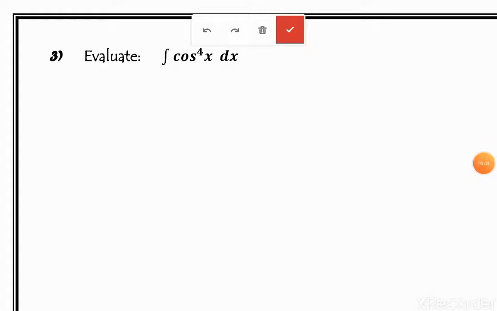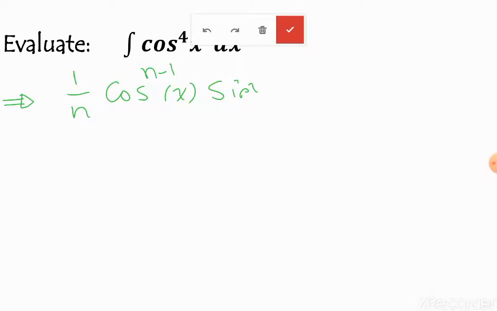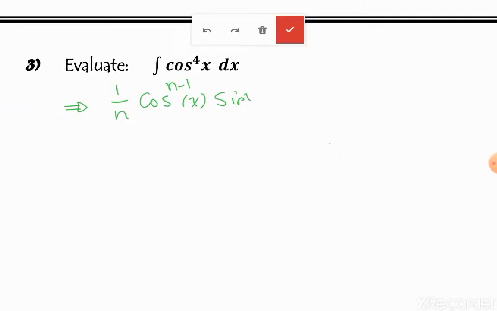One more example, when the question asks to find the integral of cosine to the power of 4 of x dx, the first step is to write your formula, which is 1 over n cosine to the power of n minus 1 of x sine x plus n minus 1, and this all over n, the integral of cosine n minus 2 of x dx.